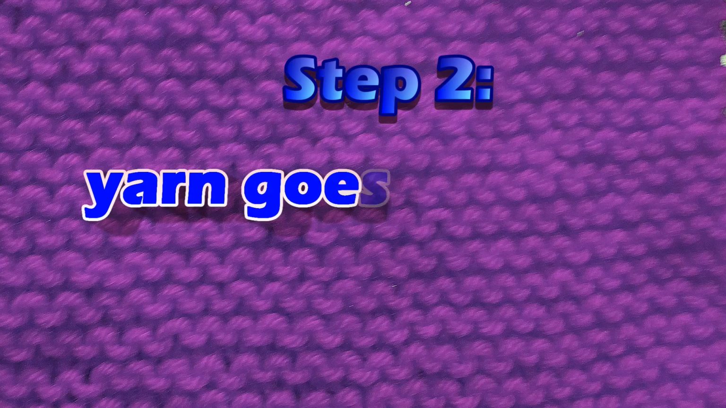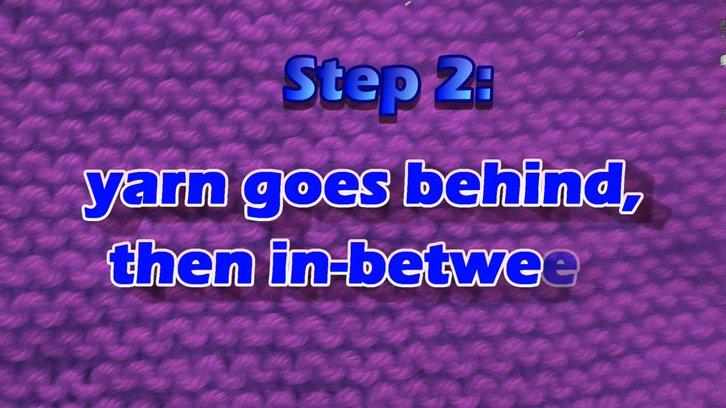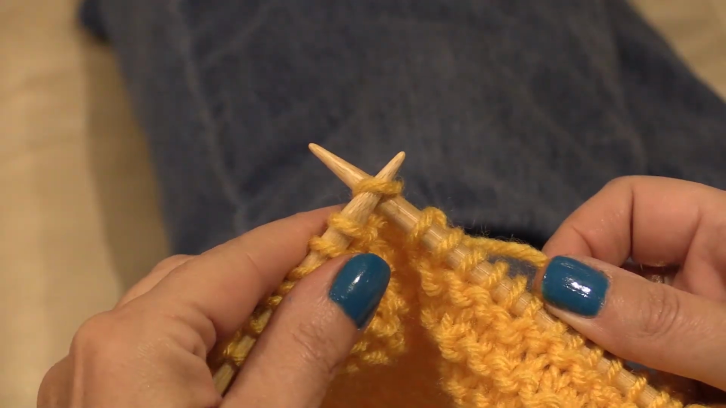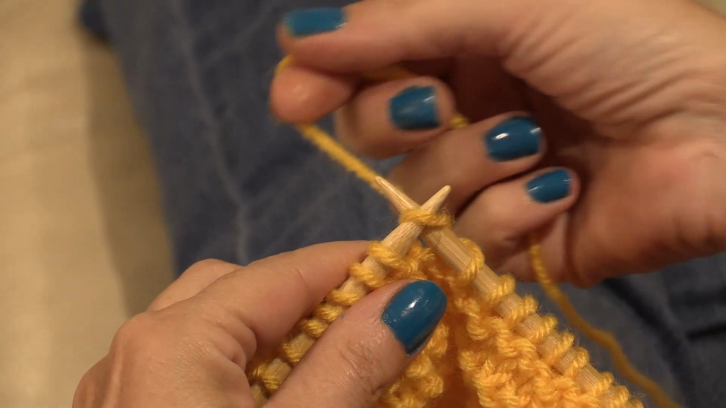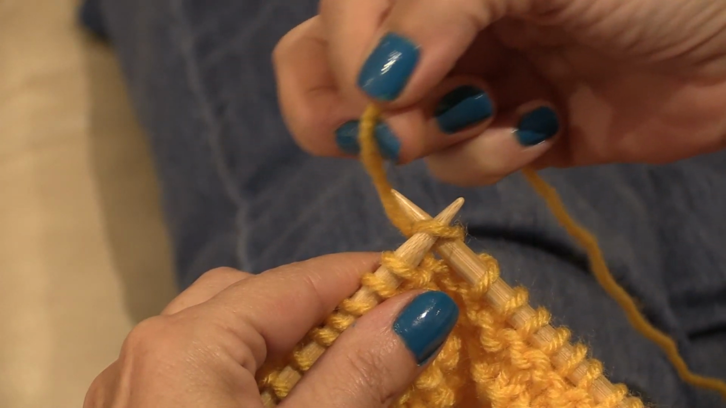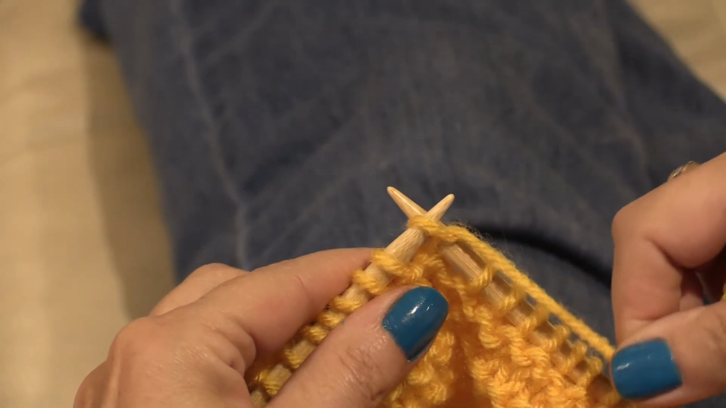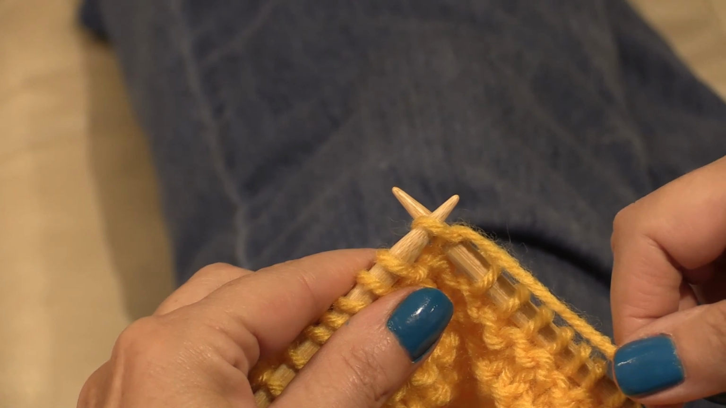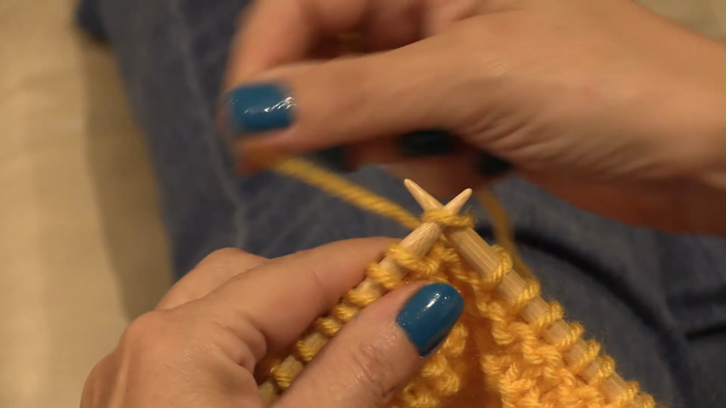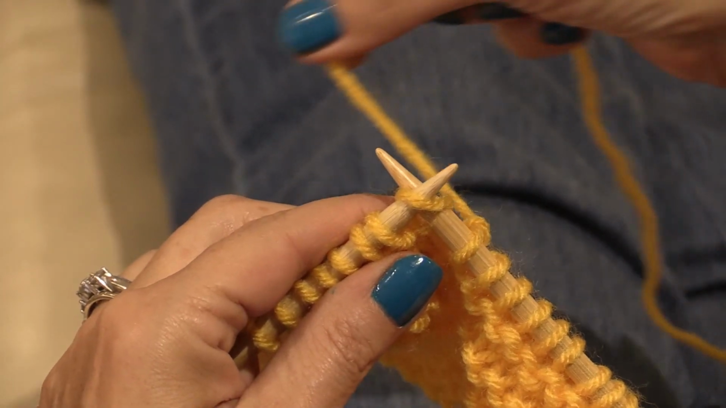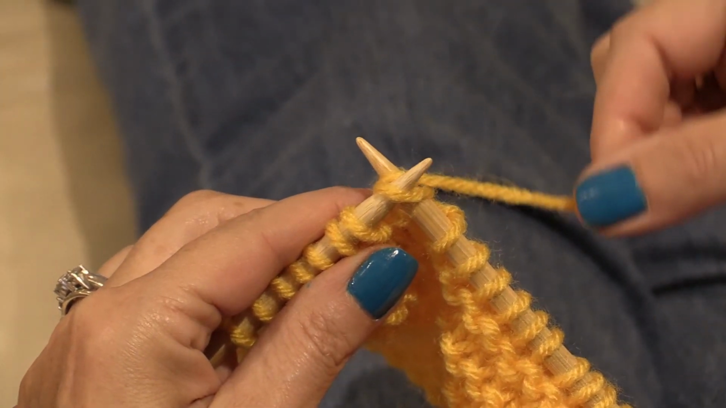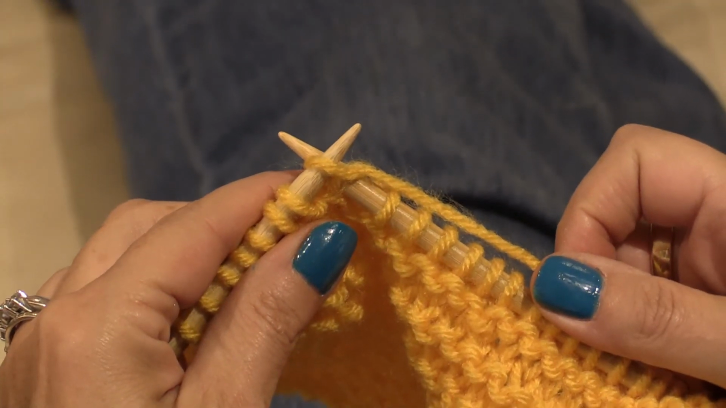Step 2. Yarn goes behind, then in between. Now the next thing you do is your yarn, which is on the right, goes behind the needles and comes in between them. Let me do that again. The yarn comes from behind and goes in between the needles.